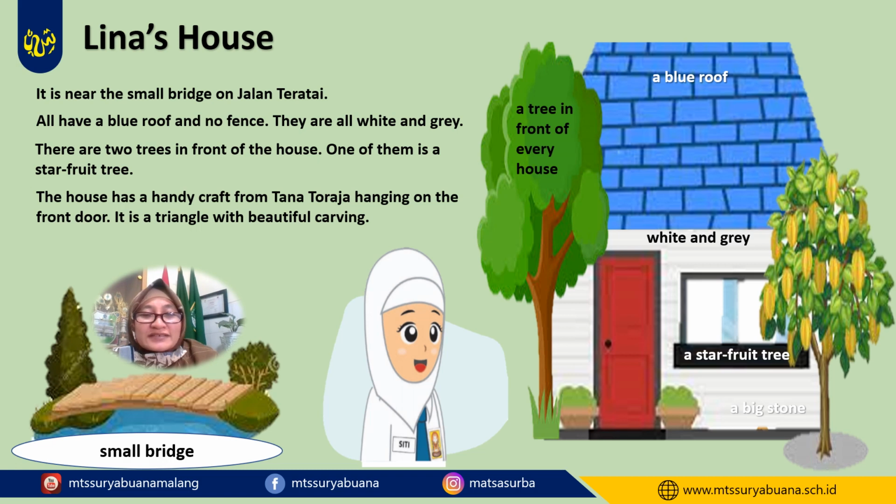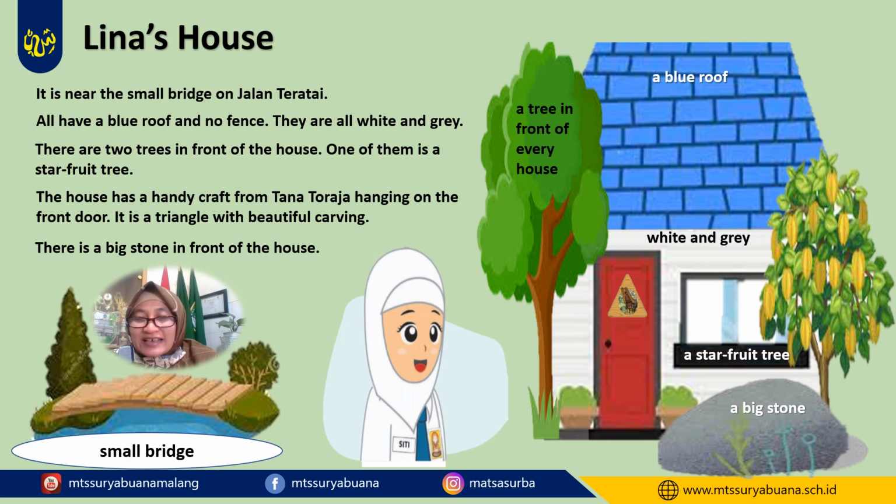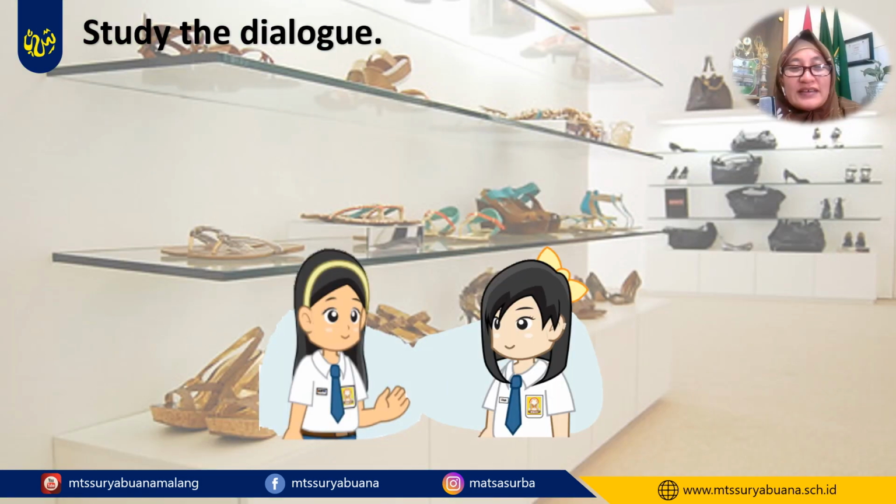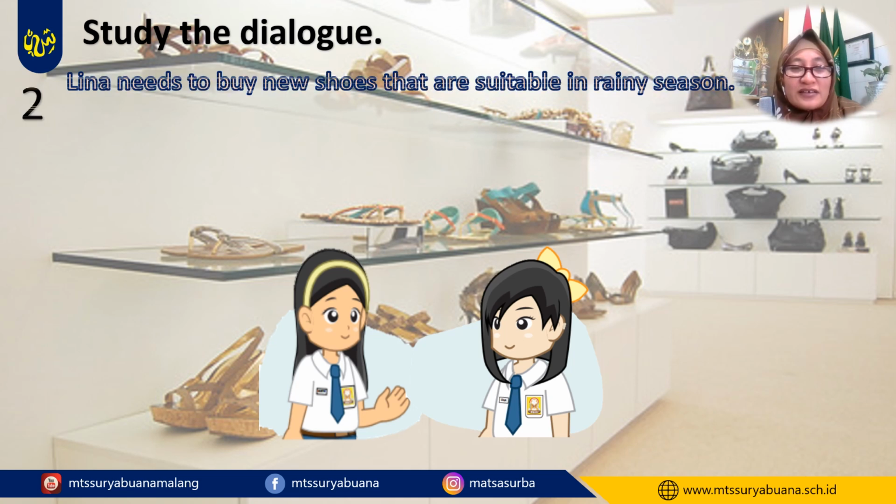Right, now next. The house has a handicraft from Tanah Toraja hanging on the front door. It's a triangle with beautiful carving. Okay, look at this. Okay, this one is the handicraft. Right, the next. There is a big stone in front of the house. Yes, this one is the big stone. Let's continue with the second dialogue.